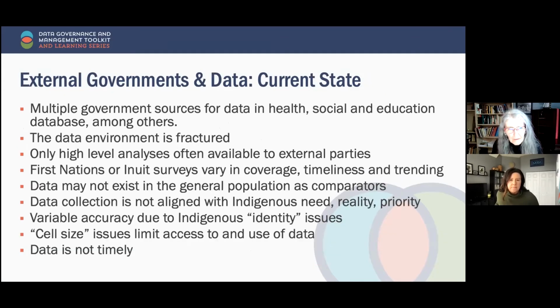Thank you. So a little bit about external governments. There's tons of data out there. Governments love to collect data and they love to store it and they love to make it as inaccessible as possible. That's just the nature of government, I guess. But certainly there are multiple government sources for data that might be of interest to Indigenous governments. I've only put up 3.